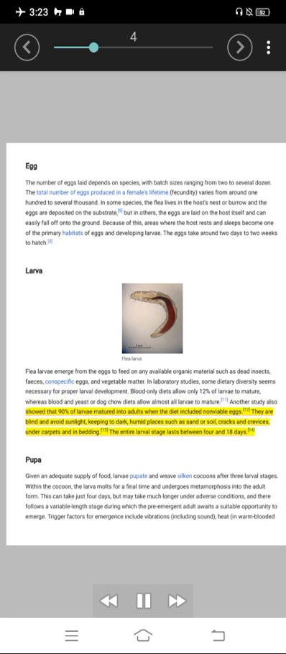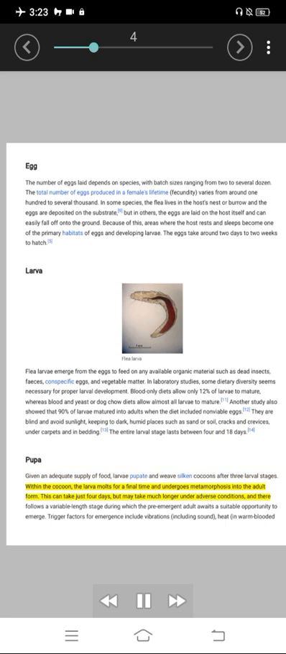They are blind and avoid sunlight, keeping to dark, humid places such as sand or soil, cracks and crevices, under carpets and in bedding. The entire larval stage lasts between 4 and 18 days. Pupa. Given an adequate supply of food, larvae pupate and weave silken cocoons after 3 larval stages.